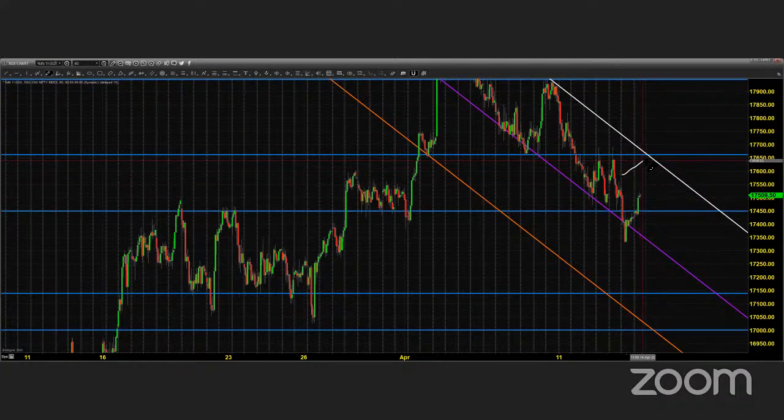So for the market to move up, the price should break this downtrend path, the white line, and it should have a closing above 17,650 and an opening above 17,650. Once the price breaks this trend path, the sellers will come out of the market and the buyers will be eagerly waiting for the price movement above 17,650.